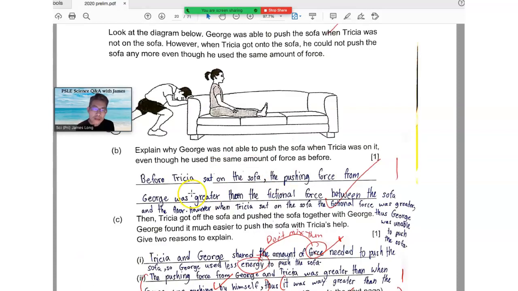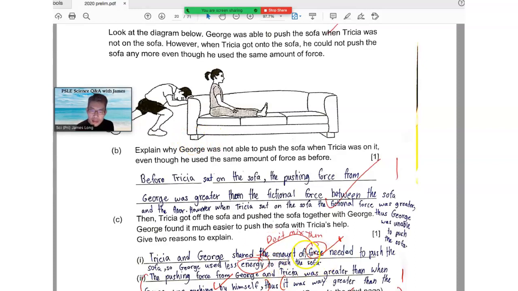Here's another question about weight being a force, right? So here, when Tricia is on the sofa, the combined weight of Tricia and the sofa is greater than the force that this George could exert on the sofa. So cannot move it. So there are a few ways to answer this. You can talk about the pushing force was not greater than the frictional force between the sofa and the ground. So a few of you didn't mention about frictional force. Well, frictional force has to talk about the two surfaces in contact between the sofa and the floor.